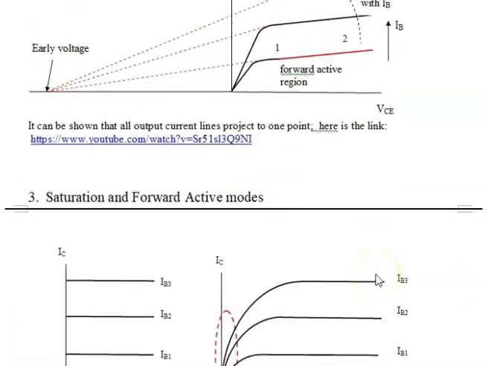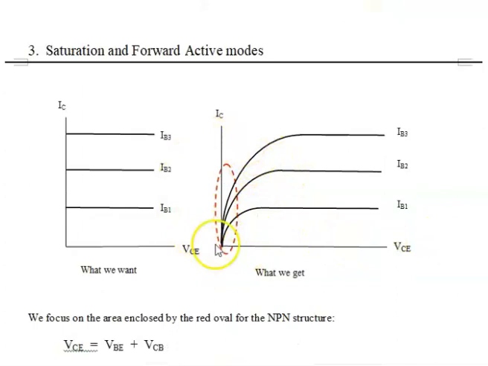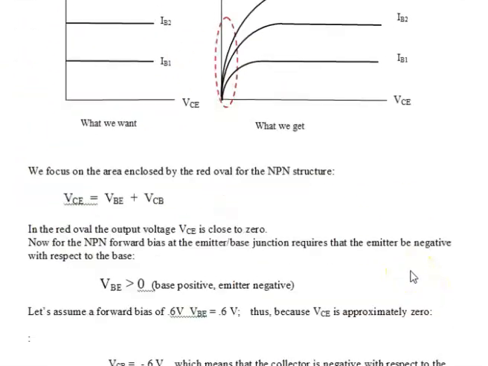Okay, so the next topic in this potpourri of topics is saturation versus forward active mode. This is the saturation mode here, and this is the forward active mode. This is what we would like. This is what we want, but this is what we get. And I just want to give a kind of sloppy proof that indeed we always get the saturation mode. We can never get the ideal case here.